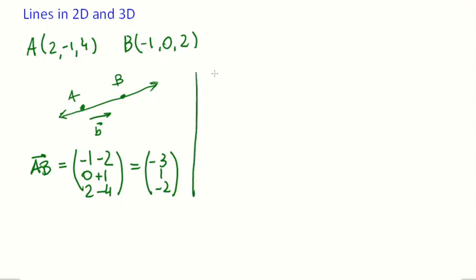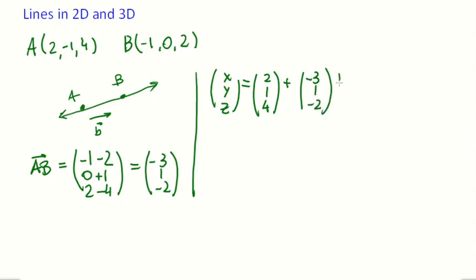So we could just describe x, y, z equals, and then we could pick either one of those points. So I'm picking point A plus t times (negative 3, 1, and take away 2). t is a real number.